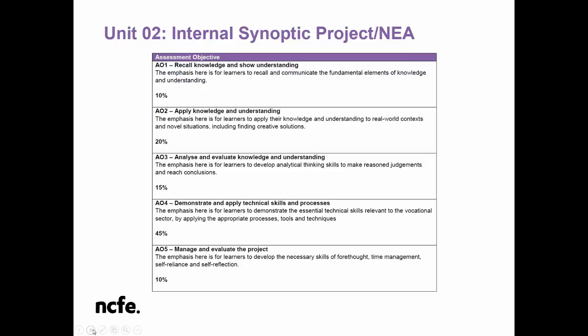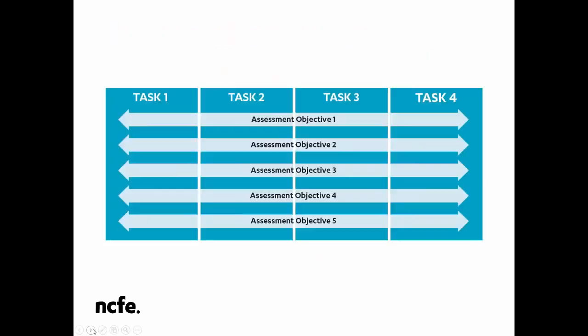In the most recent draft, the AOs are assessed across the tasks and take a much more holistic approach. So we've just put together a diagram to try and explain how we've moved from the last version to the new version. So just to summarise, in the last version, the AOs were assigned to each task, and it was deemed by the DFE that that wasn't really synoptic in its approach.